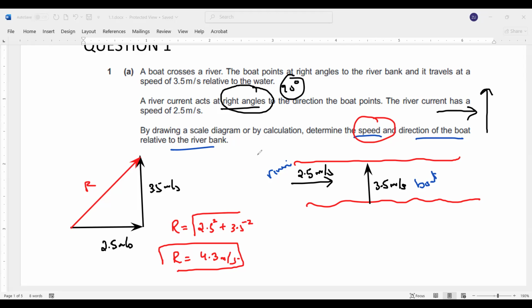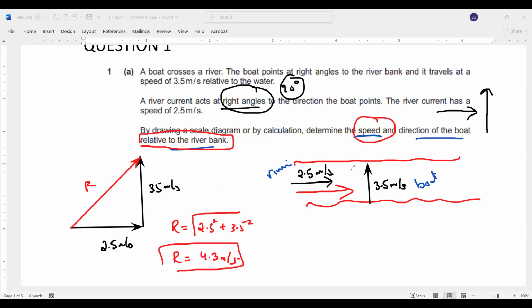So why do we have to draw 2.5 first? Because they mention in the question that we want the direction relative to a river bank. So that means we want the resultant direction relative to a river bank. The direction of the river flow and the river bank is the same. That's why we draw the river direction first.